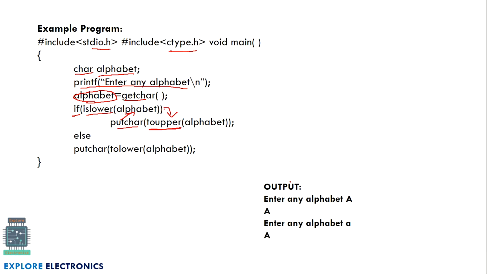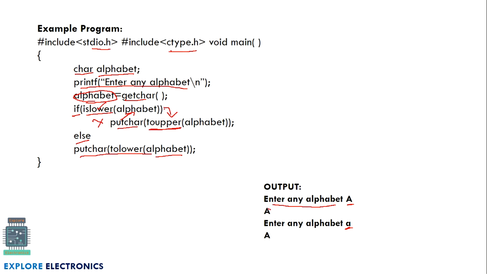So here you can see, the first time the user is asked to enter any alphabet, the user has entered uppercase A. In this case the first condition is not satisfied, so it will go to else and print the lowercase value. In the second run, the user has entered a lowercase value. In that case, islower is satisfied, so now it will print the uppercase alphabet.